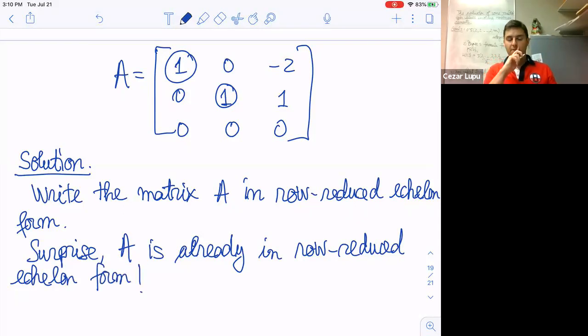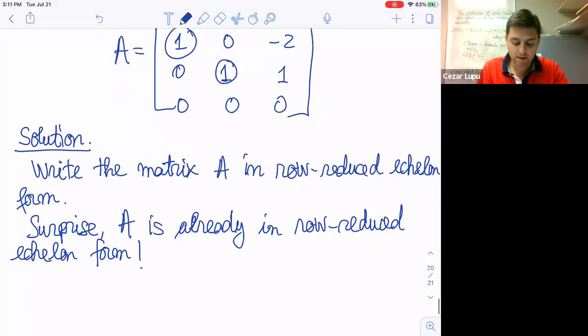Pay attention. There might be matrices which are not. This was just an easy example. Well, I didn't want to deal again with doing elementary transformation. So this was an easy example. The matrix is already in row reduced echelon form.